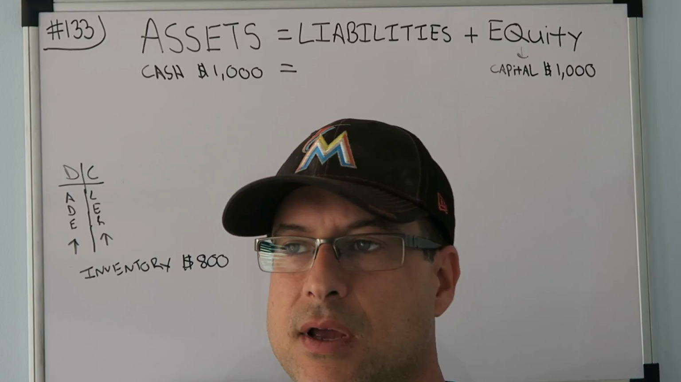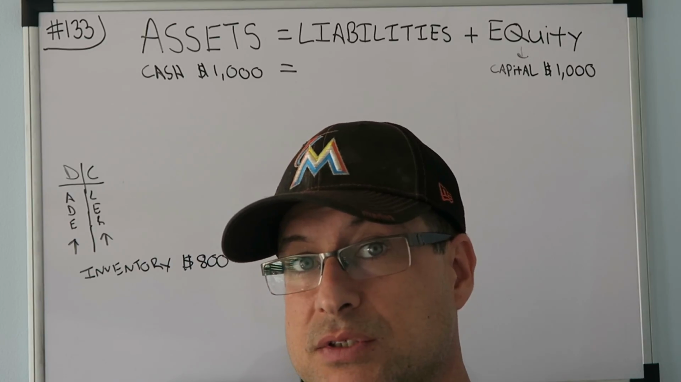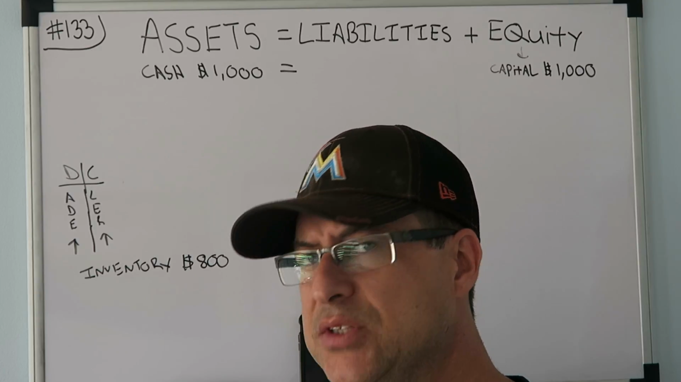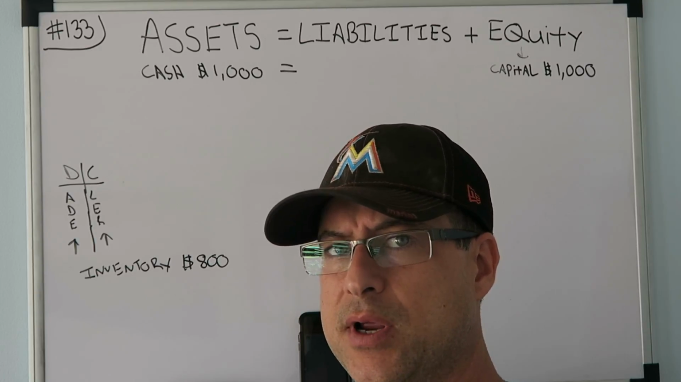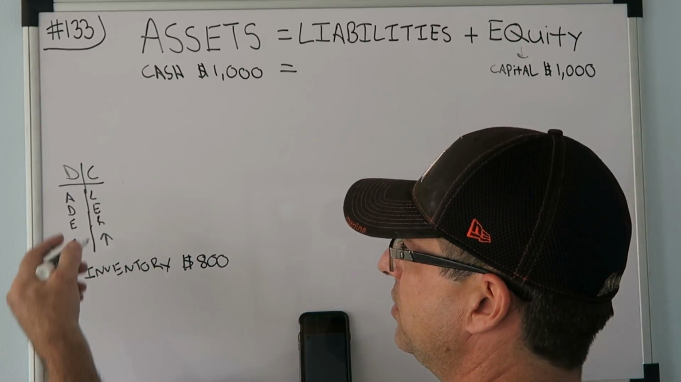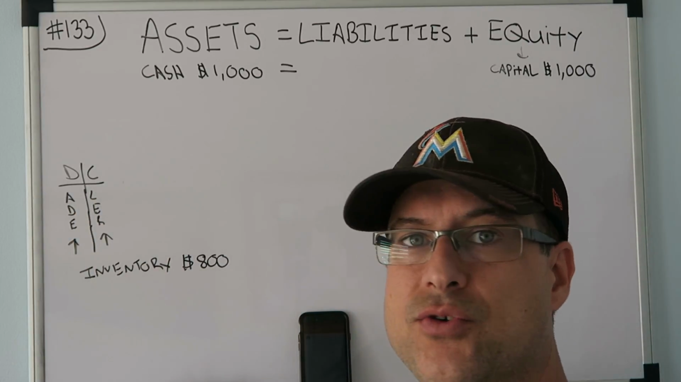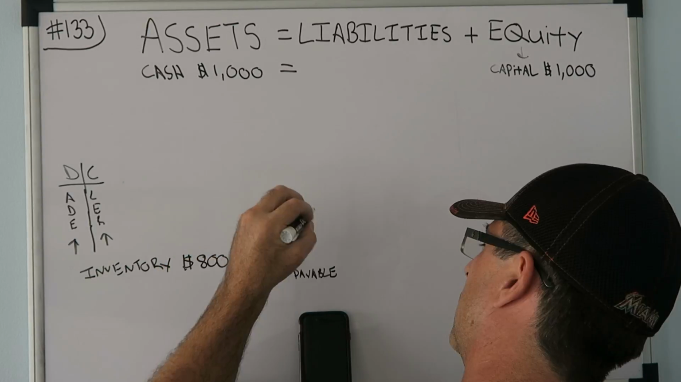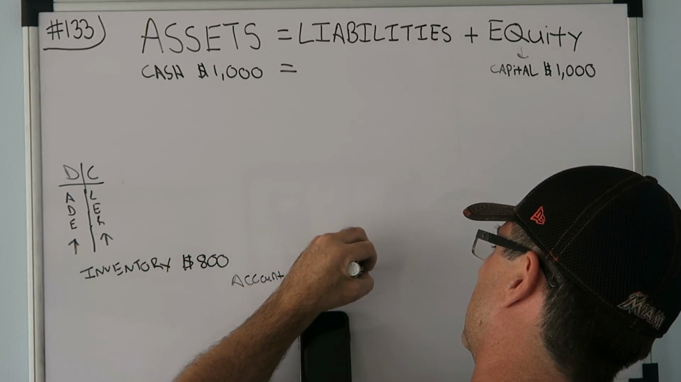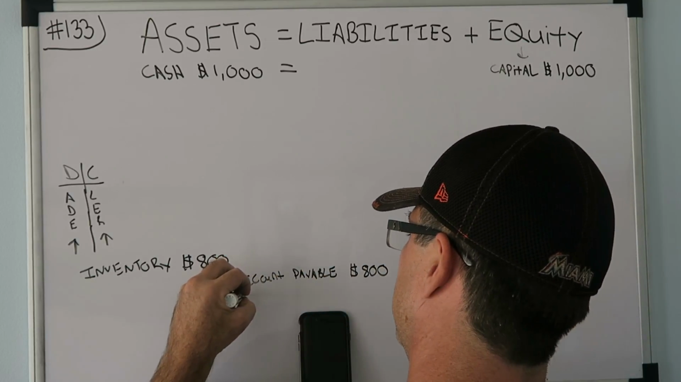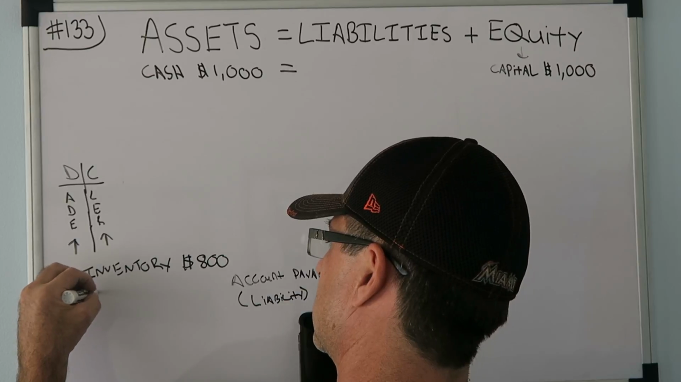Or you could think on credit, so I'm liable for it, so that would be a liability. And an account payable is usually what you would use when you're getting inventory. You owe somebody else, it's a payable. So that's a liability. And if a liability is going up, you're going to credit it. So we'd say account payable, $800.